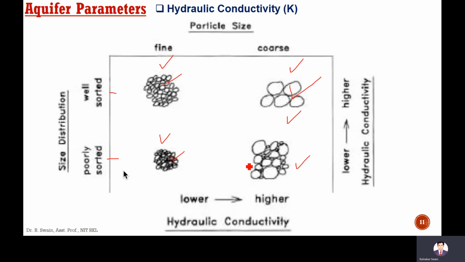But when it is poorly sorted, a mix of different sizes of materials, the gaps are filled by smaller particles. So there will be fewer voids. In the poorly sorted case, voids are fewer, so hydraulic conductivity will be less. So hydraulic conductivity increases when the sorting of the particles increases.